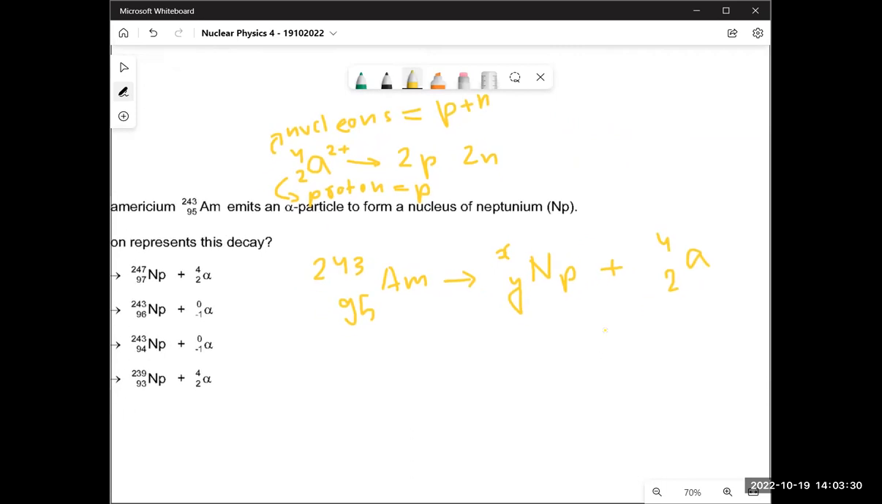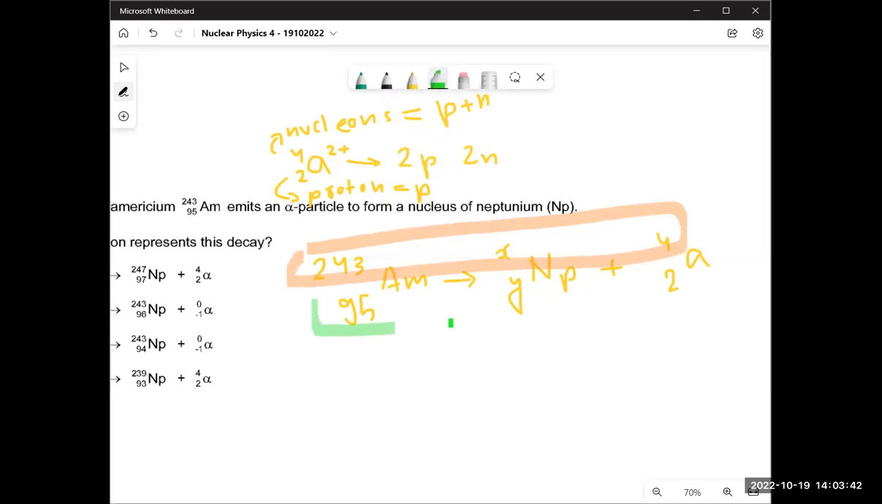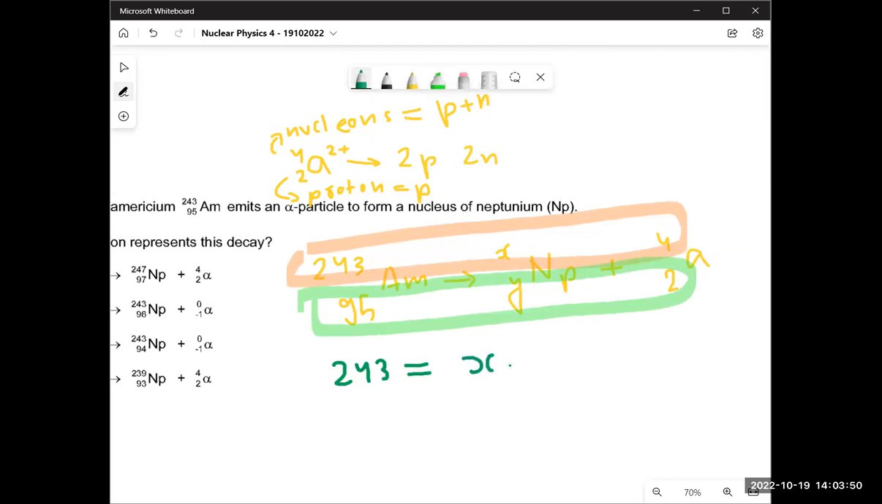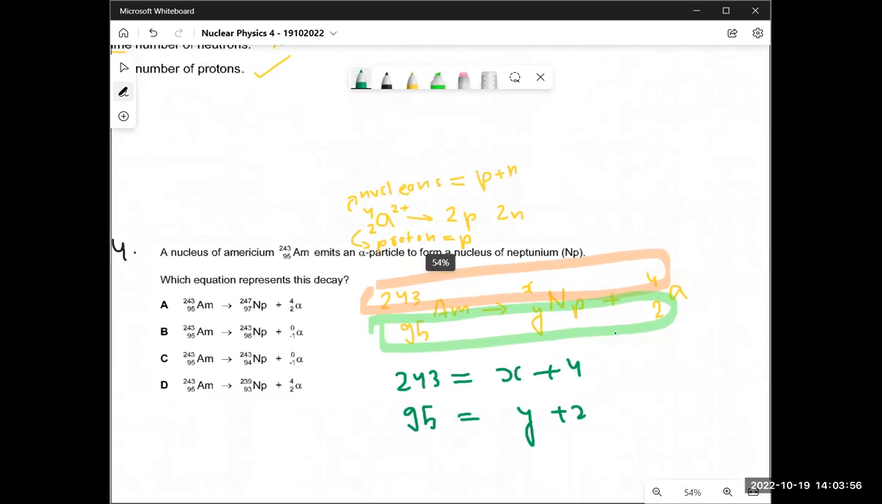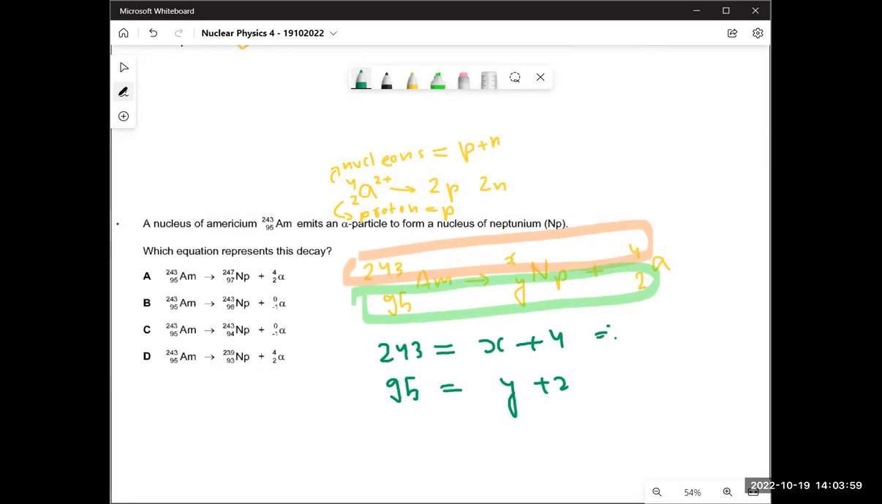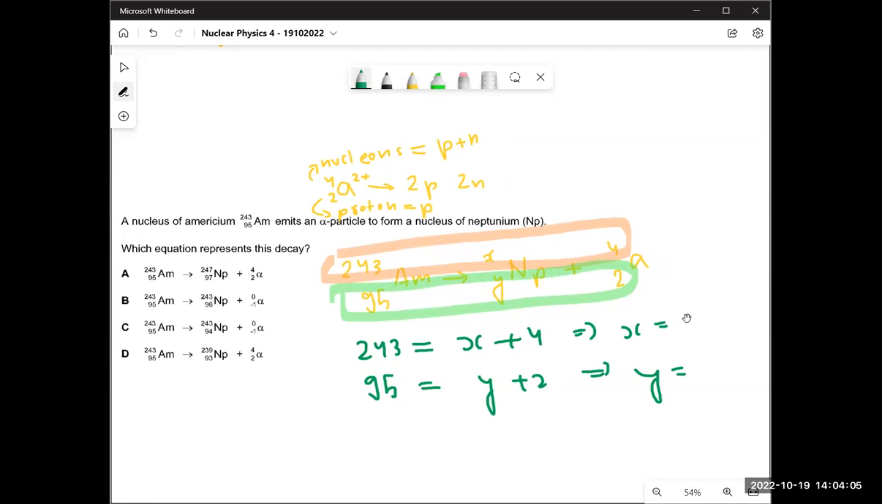Fine. So I know one more thing: the top part must be equal, and the bottom part must be equal. So can I form two equations here? Two equations could be 243 equals x plus 4 and 95 equals y plus 2. So quick, tell me what is x and y. For x we're going to do 243 minus 4, so 239. And for 95 we're going to do minus 2, so 93. So it should be D.